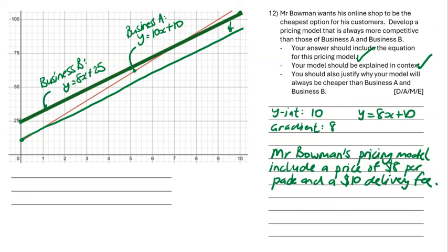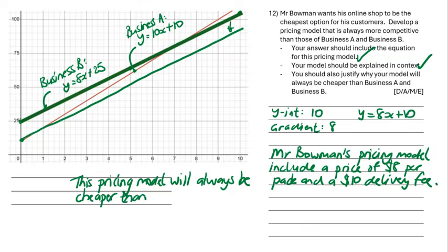Okay, so I'm going to do my answer on this side here. So this pricing model will always be cheaper than both business A and business B.